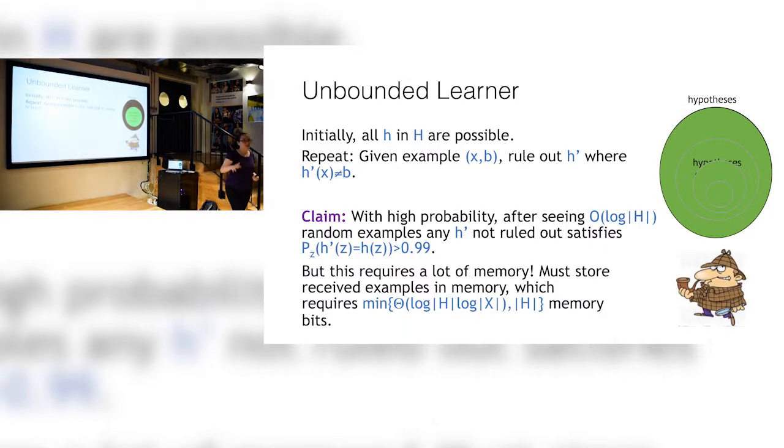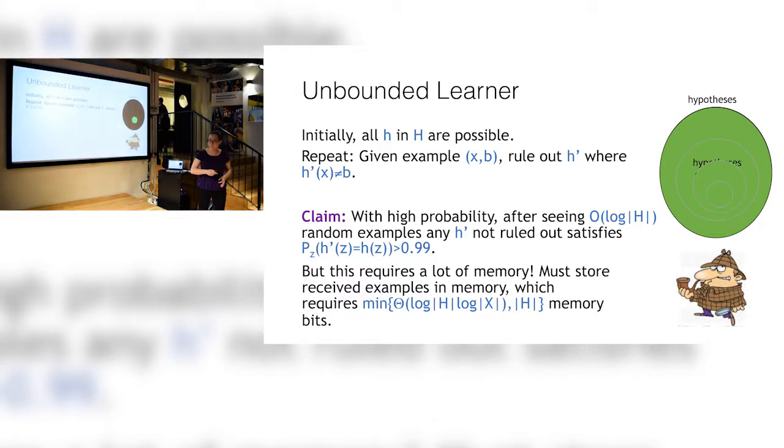So we can just throw away all the other hypotheses, all the things in black, we don't care about them. We just care about the hypotheses in green. Then we get another example, and the set of hypotheses that are consistent with both examples is reduced. Again, we will continue in this way until we get to some small subset of hypotheses. Then we'll say, we know the answer. Okay, this is one simple algorithm.